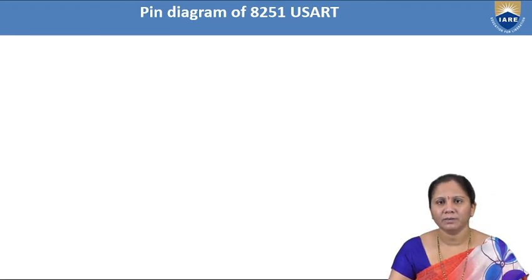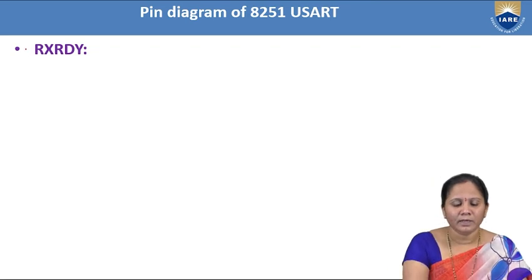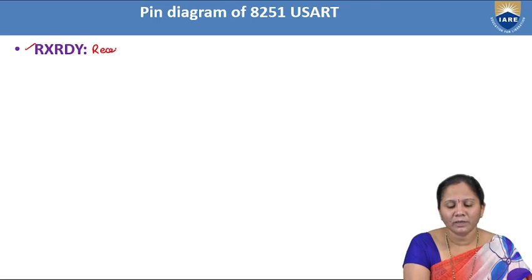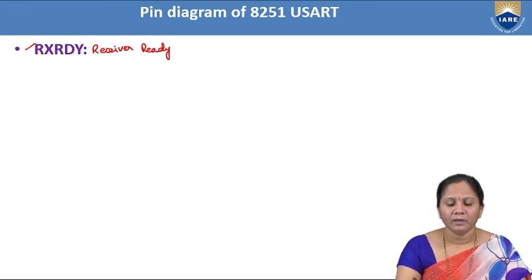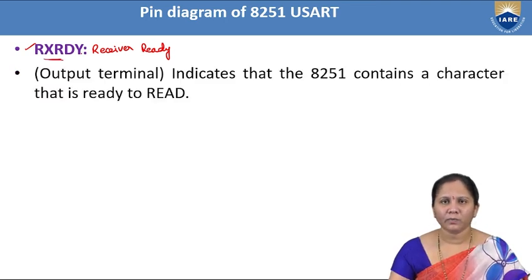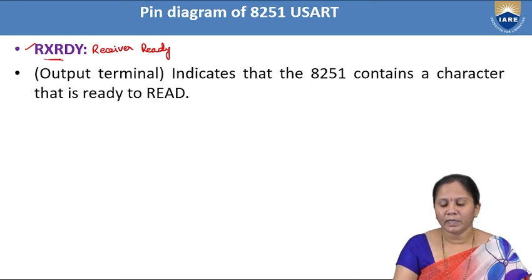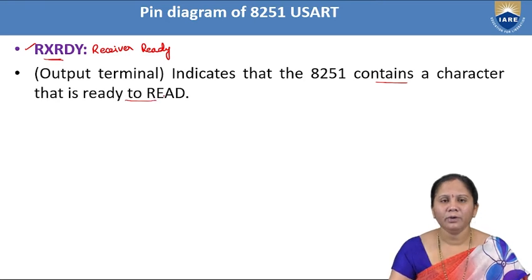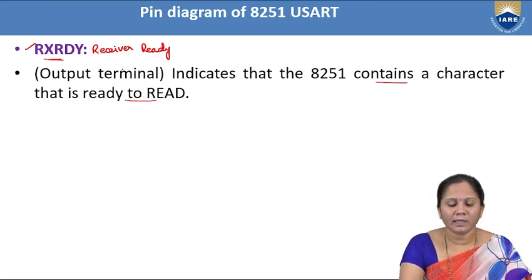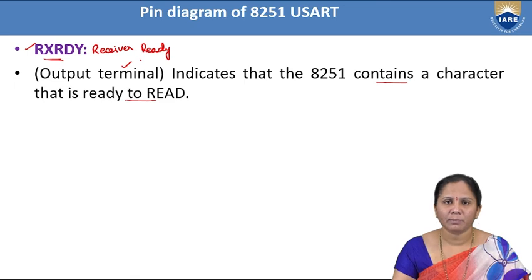And the next one is Rx RDY. Here Rx stands for receiver and RDY is ready. So it represents receiver ready. This signal is connected to the receiver section only. When this signal is enabled, it indicates that 8251 contains a character that is ready to read. And this Rx RDY is the output terminal.